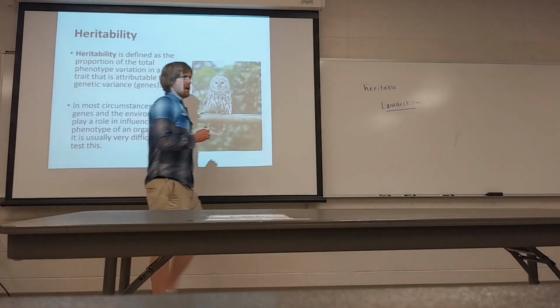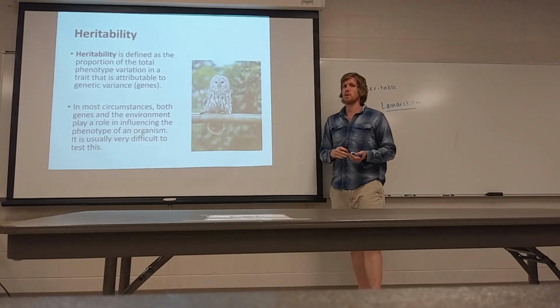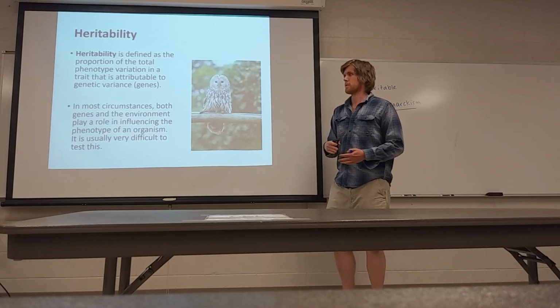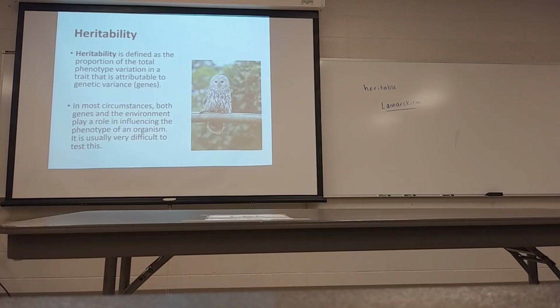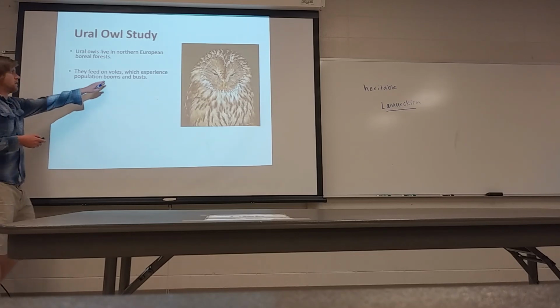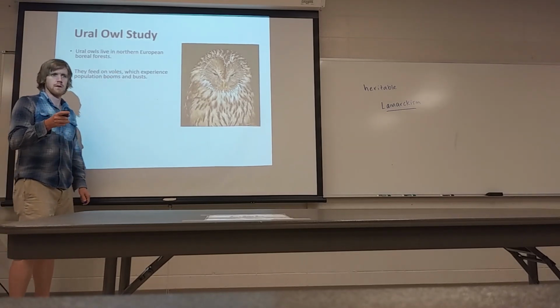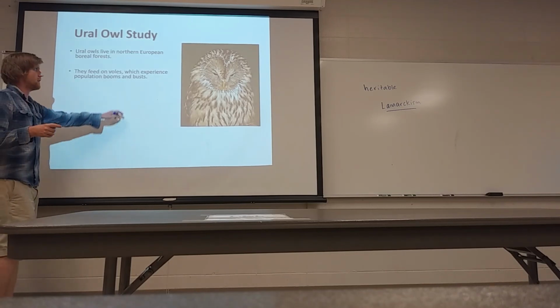There's one study that is often cited in ecology that shows how you can occasionally study this whole nature versus nurture, environment versus genes impact on phenotype. And it involves this little owl right here. It's called a Ural owl. It lives in the Ural Mountains over in Europe. So that's what it looks like. They live in northern European forests. They eat these things called voles. They're these little funky looking rodents, kind of like mice, little stout mice without tails, with very short tails.